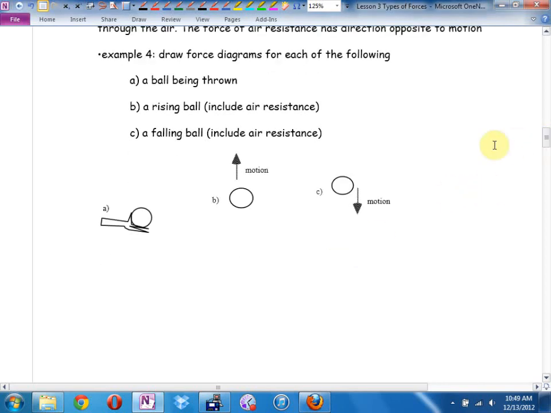So we're talking about a ball being thrown. In situation A, we're talking about this part right here, Dylan. In situation B, we're talking about on the way up. And in situation C, we're talking about on the way down. Got it? Situation A, this part. What are the forces acting on the ball? Get the obvious one. Darn right.